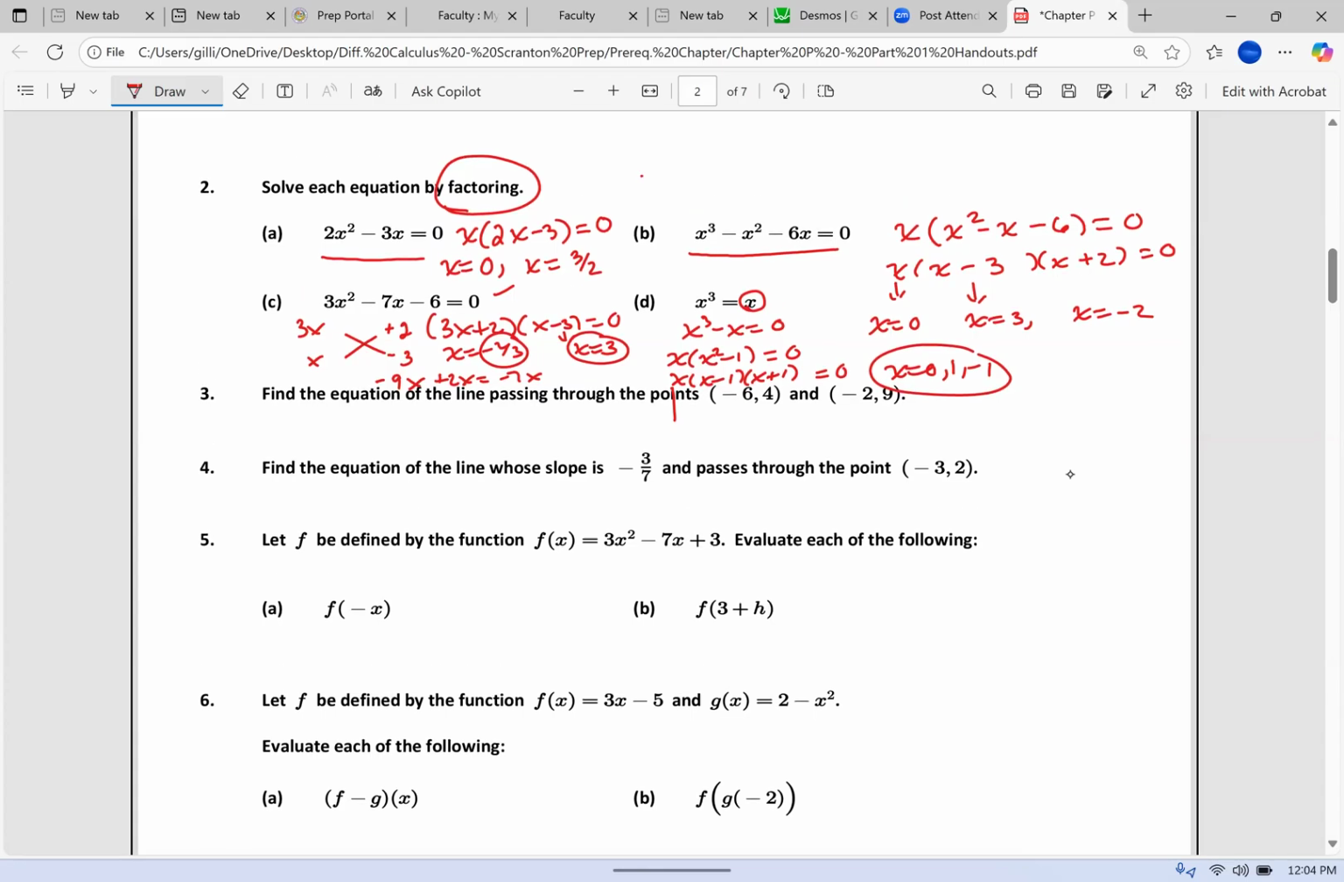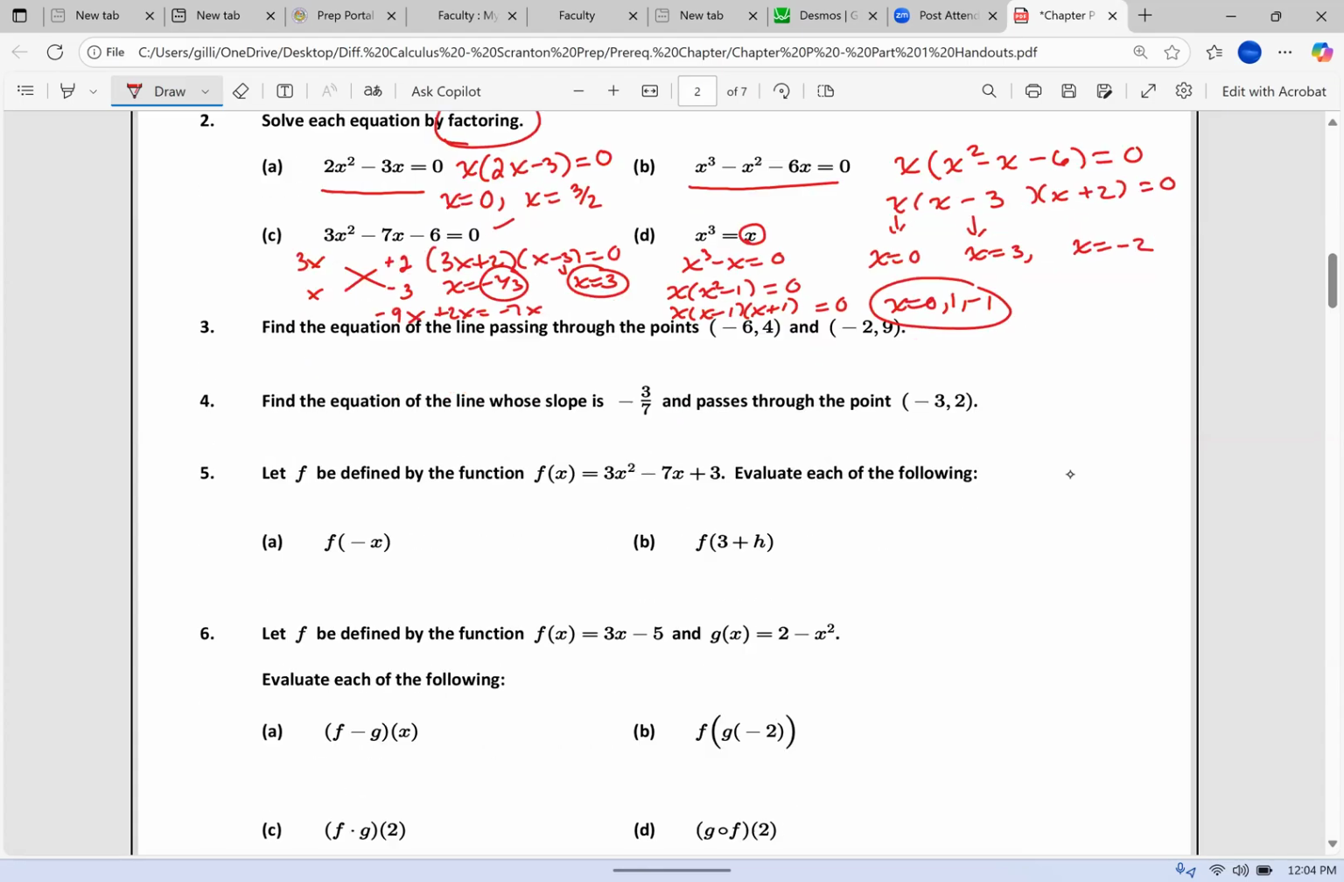What else here? This one is a setup, number 4. I have a slope and a point, so it's y minus 2 over x minus negative 3 equals negative 3/7. Then those two negatives will become positive, and cross multiply.